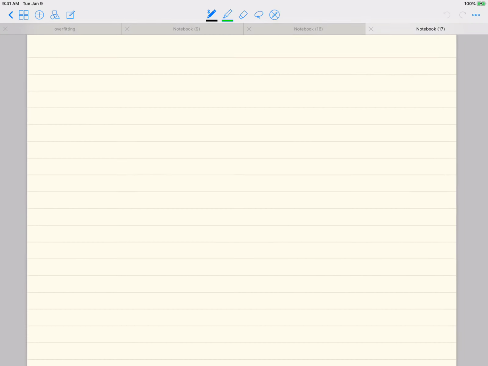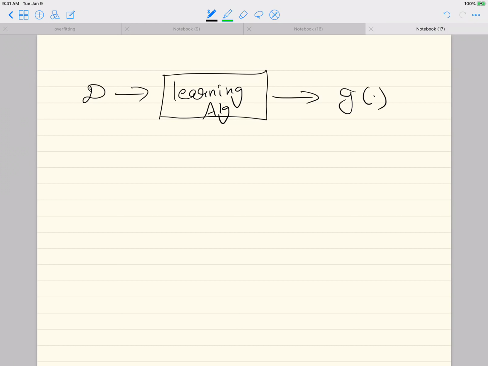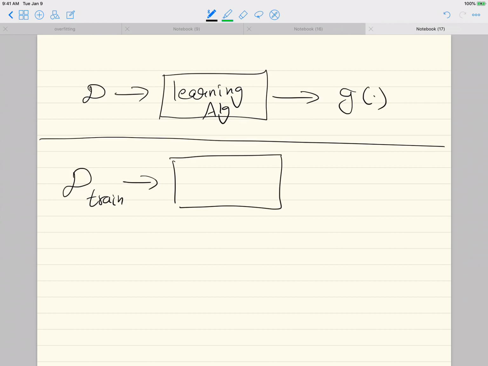So let me do that here. Instead of using the entire data, if you take D and pass it through the learning algorithm, your output will be G. But if you have this, you cannot easily estimate the test error. So we will not do this for now. Instead, we'll take a smaller set, the training set, pass it through the learning algorithm, and we'll get an estimate G minus.